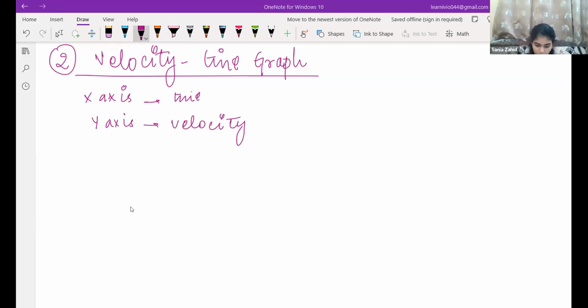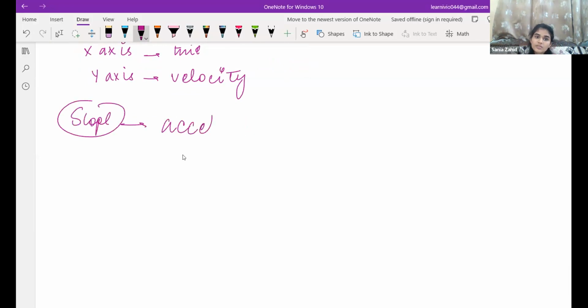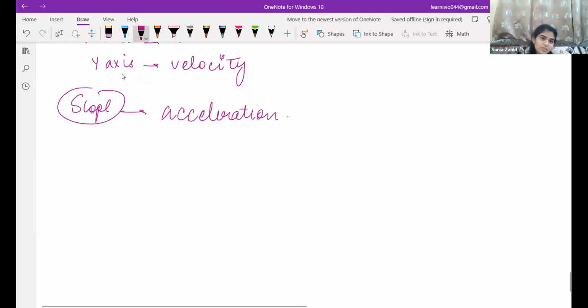Okay, now let's talk about slope also. What does the slope tell you? The slope is actually the acceleration. The slope will give you the acceleration. So Atheeb, the slope of distance time graph was speed, but the slope of velocity time graph is acceleration. Okay, remember these 2 points. Next, case 1 is for zero acceleration.